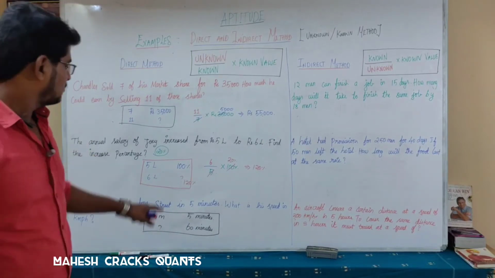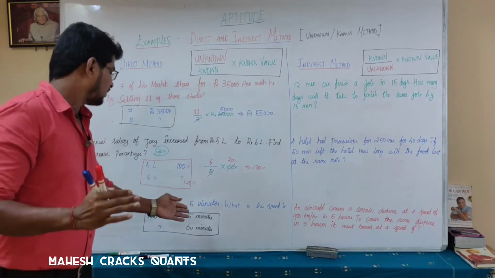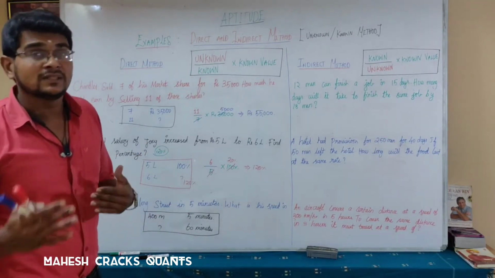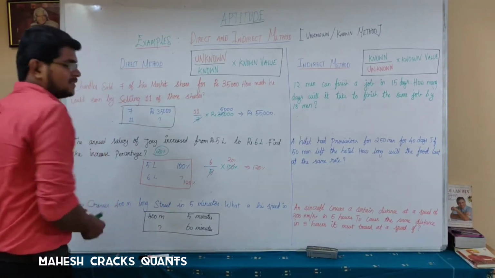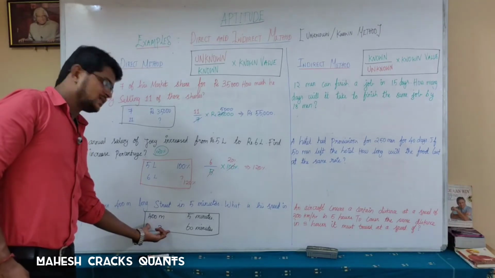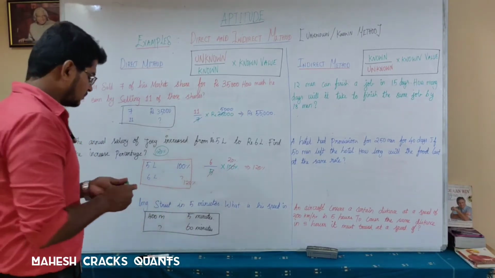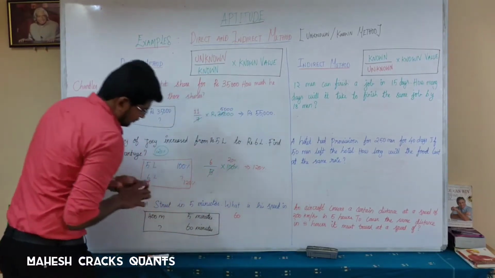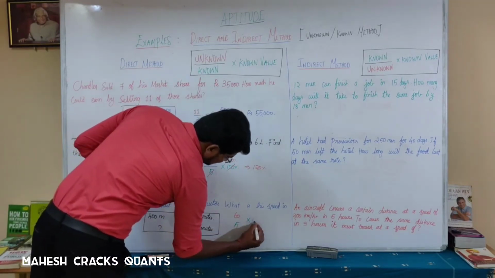So same kind of values, 5 minutes and 60 minutes. For which one do I know the value? 5 minutes. In 5 minutes, I could cover 400 meters. In 60 minutes, how many meters I could cover is what I have to find. So use unknown by known. What is the unknown here? I don't know the number of meters or kilometers in 60 minutes. I know the number of meters and kilometers for 5 minutes. So 60 is the unknown. 5 is the known, which is 400 meters.